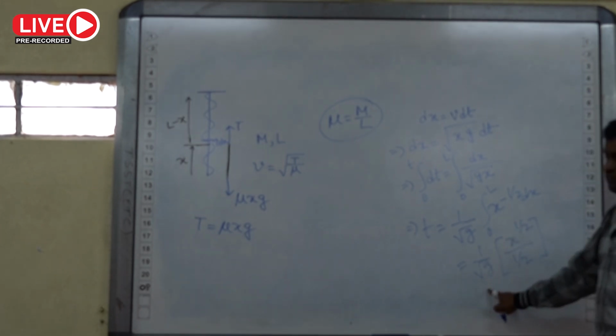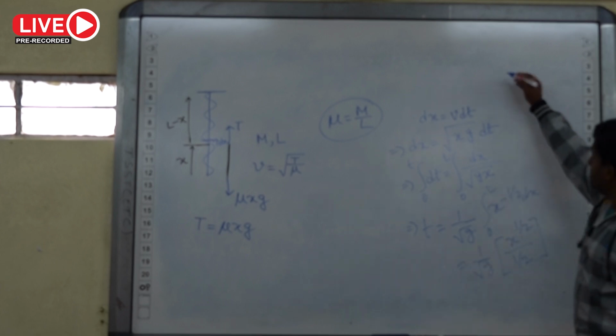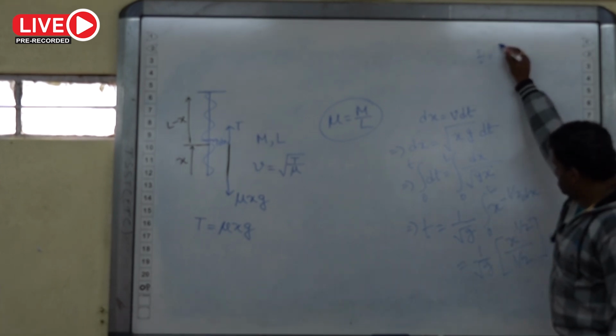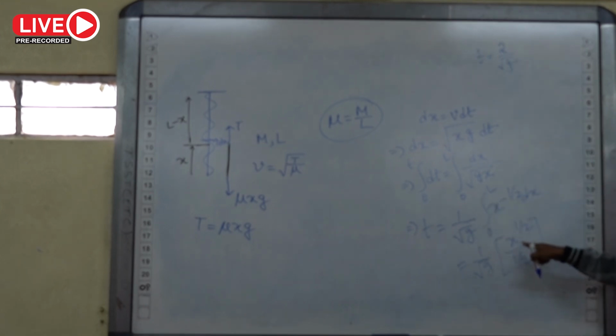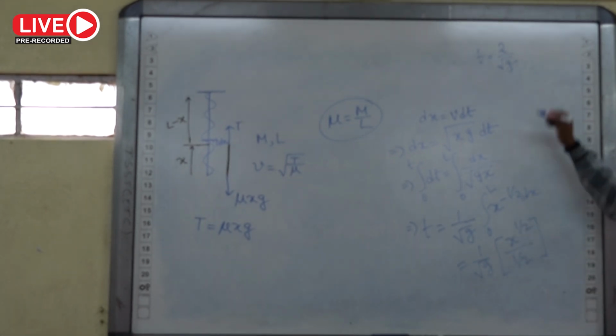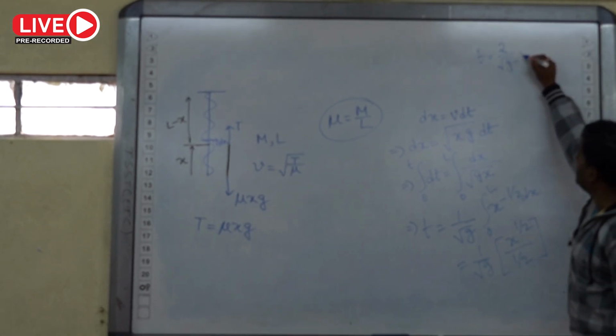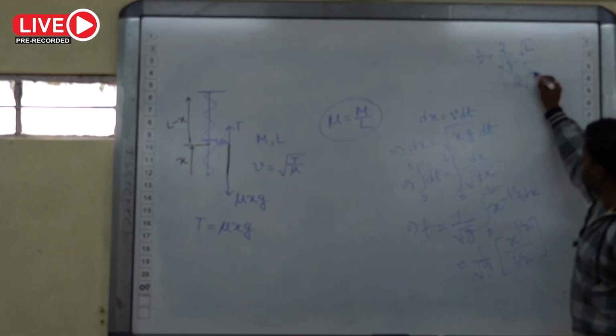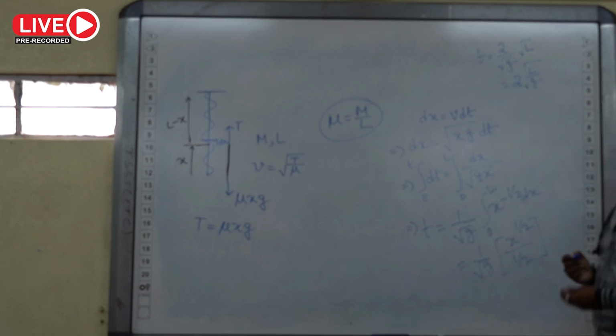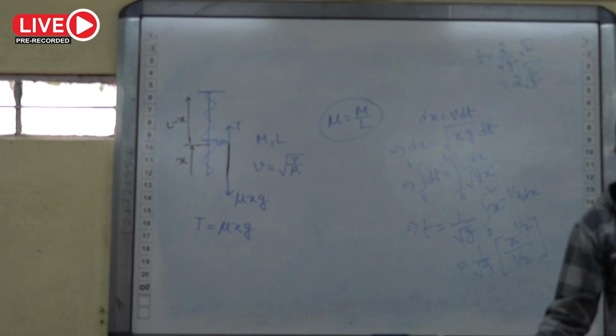So this half will come out. It will become t equal to 2 by root g, with upper limit L to the power half and lower limit 0. L to the power half means root L. So the answer is 2 root L by g. Don't think it is the time period of a pendulum. There is no pi.